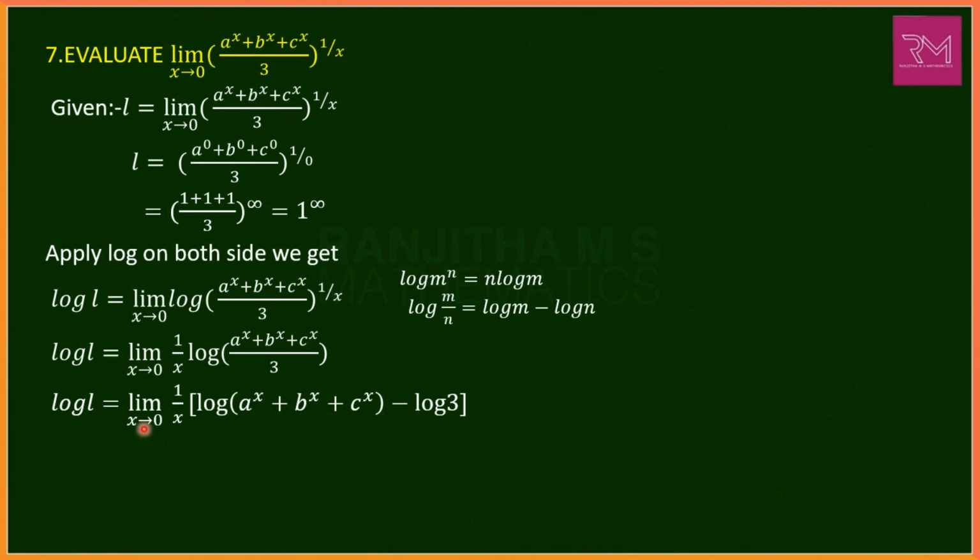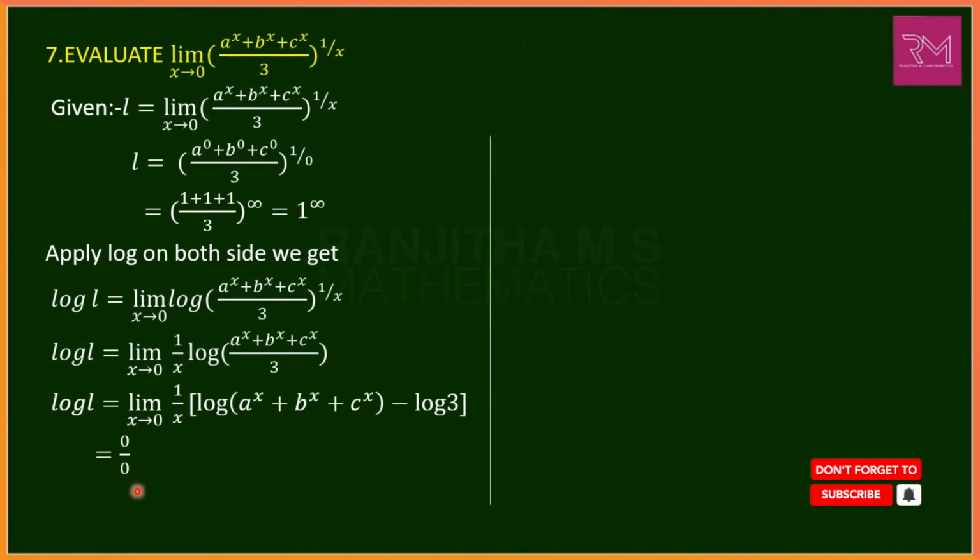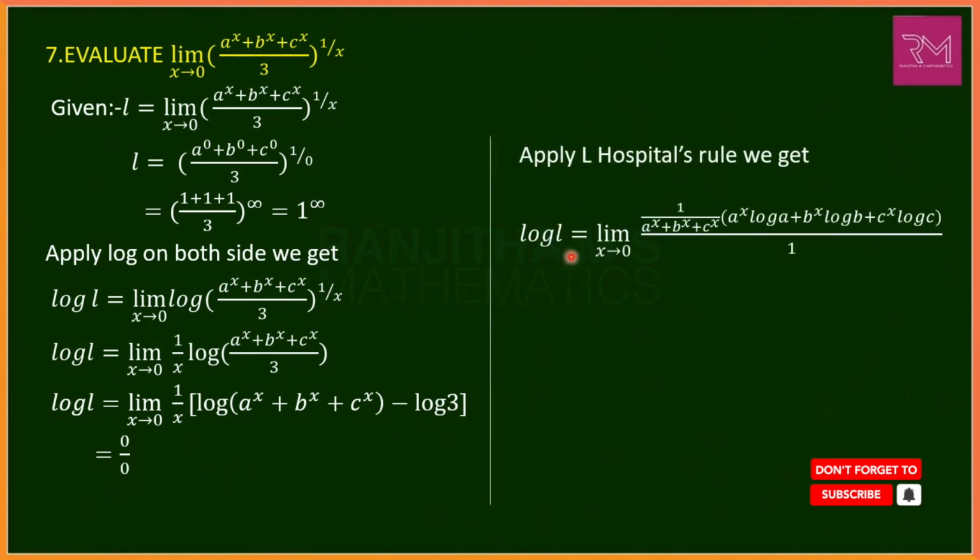Now apply x is equal to 0 on both numerator and denominator, that becomes log of, here we get 3, log 3 minus log 3 value is 0 divided by 0. This is of the form 0 by 0 form. Hence, you have to differentiate both numerator and denominator separately. We get log L, which is equal to limit as x tends to 0 1 by a power x plus b power x plus c power x into, again we have to differentiate this term, that is differentiation of a power x is a power x into log a plus differentiation of b power x is b power x into log b plus differentiation of c power x is c power x into log c divided by, here differentiation of denominator, that is differentiation of x is 1.